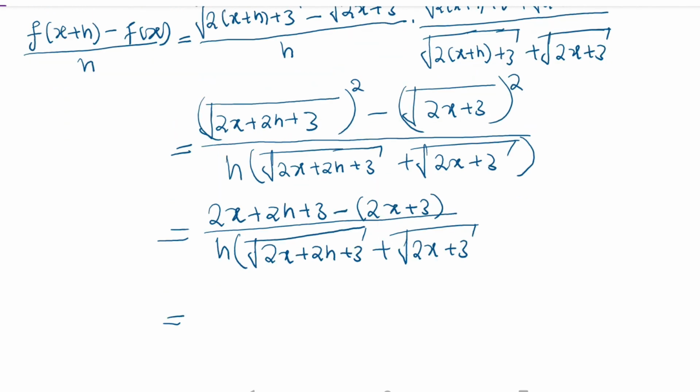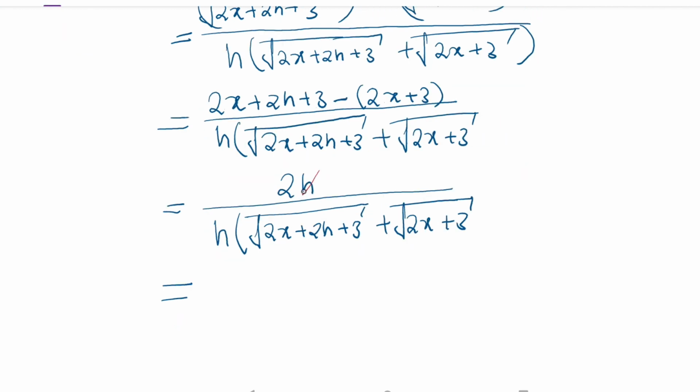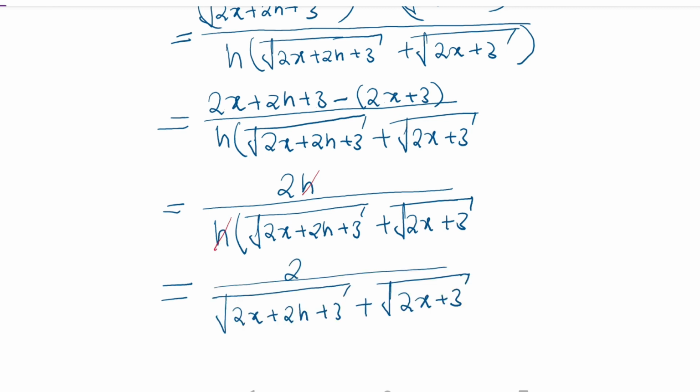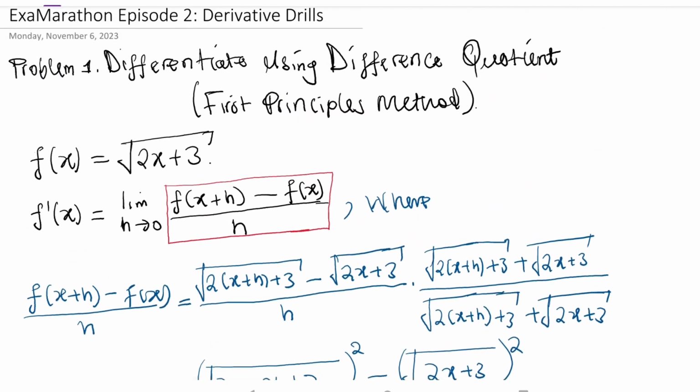Now we can distribute the negative and simplify. So you can see that 2x and 2x cancel, 3 and 3 is 0, and we remain with 2h. Now h divided by h is 1. Okay, now we have the quotient. So this quotient here is the expression that we have in this box here.